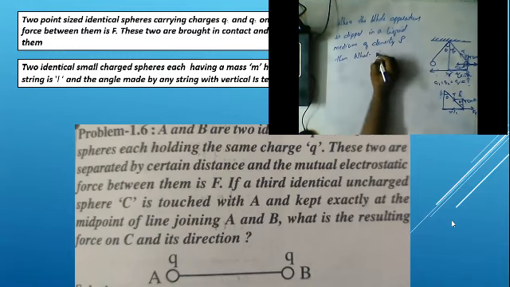Okay, so the question here is, when the whole apparatus is dipped in a liquid medium of density rho, then what is its relative permittivity? That is our question.